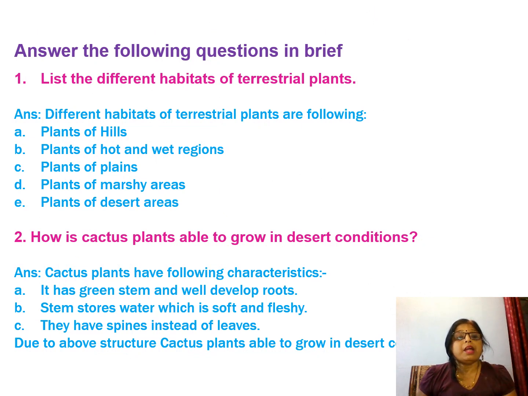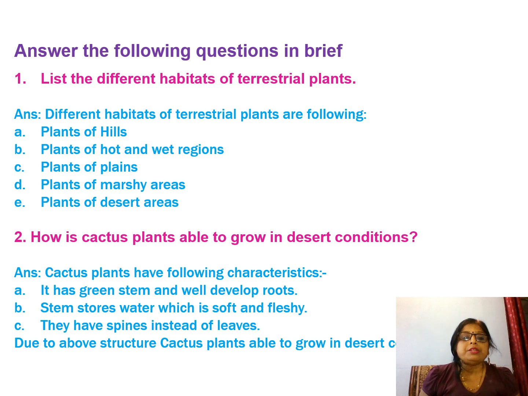Next. Now, answer the following questions in brief. First question is, list the different habitats of terrestrial plants. Different habitats of terrestrial plants are the following: plants of hills, plants of hot and wet regions, plants of plains, plants of marshy areas, plants of desert area.